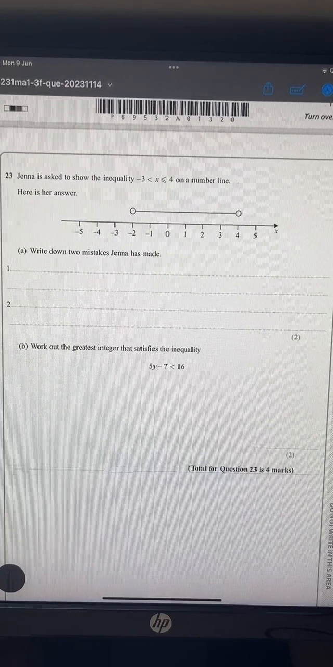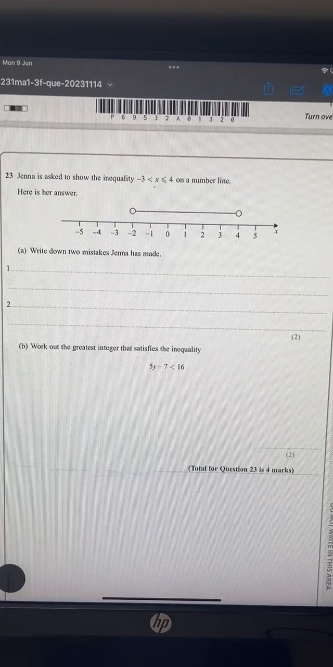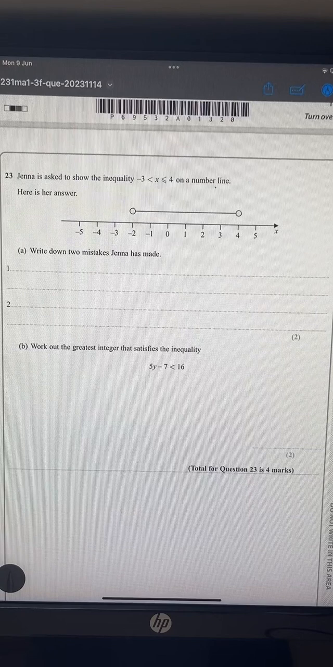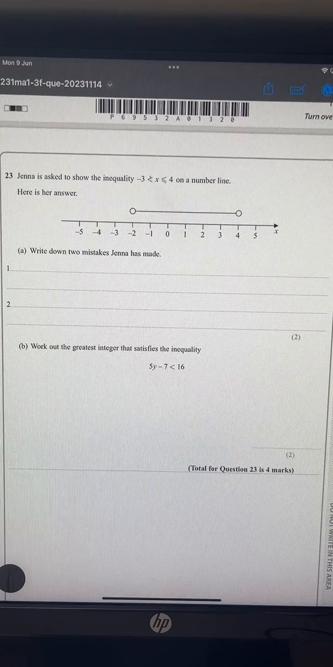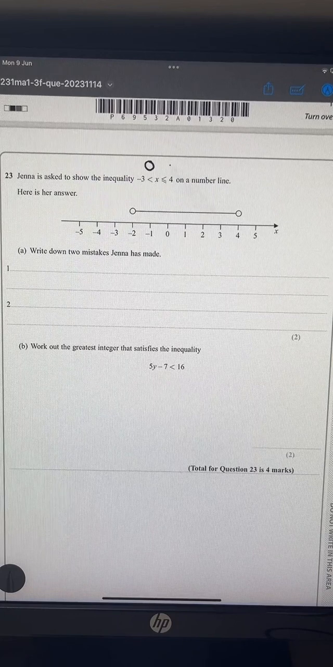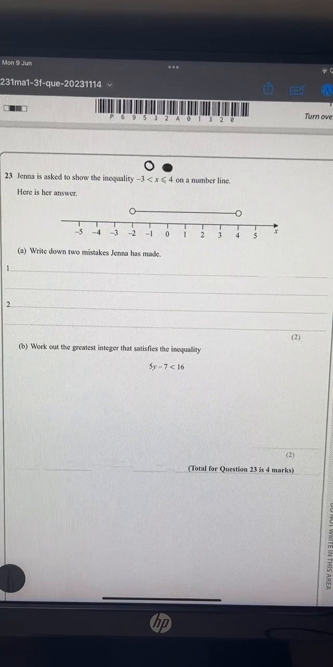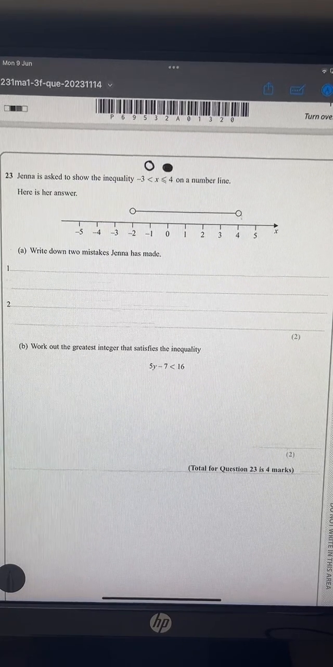Jenna is asked to show the inequality -3 is less than x, which is less than or equal to 4 on a number line. Here is her answer. Okay, so Jenna has made 2 mistakes. The first thing we should know is that if you've got a less than sign or greater than sign, you use an empty circle. But if you've got that extra line, you're going to go that extra mile and color that in. Here, she has not colored in this circle.